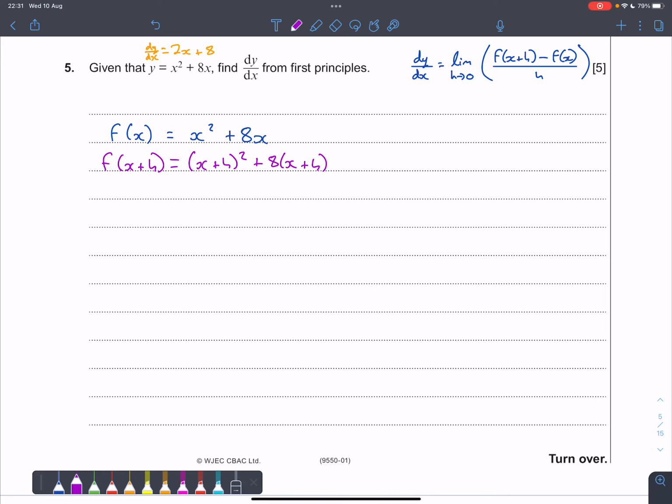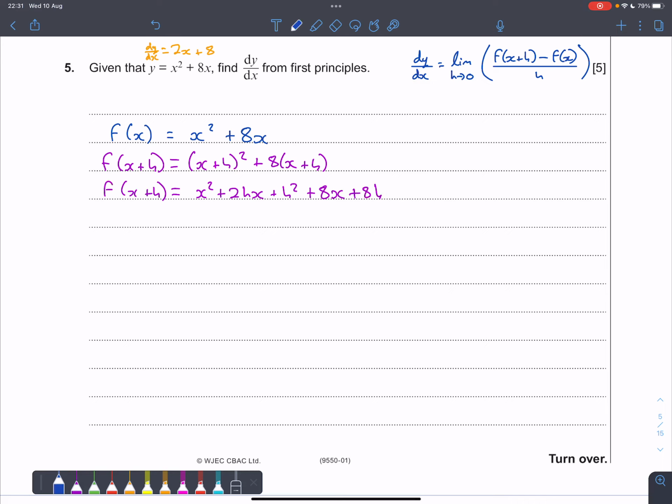Now if we expand these brackets, the first bracket is very common in first principles, so your best bet is to learn how to expand it quickly. Square the first, x squared. Double the product, well, the product is h times x, so that's 2hx. And square the last, so h squared. Then you have plus 8x plus 8h.